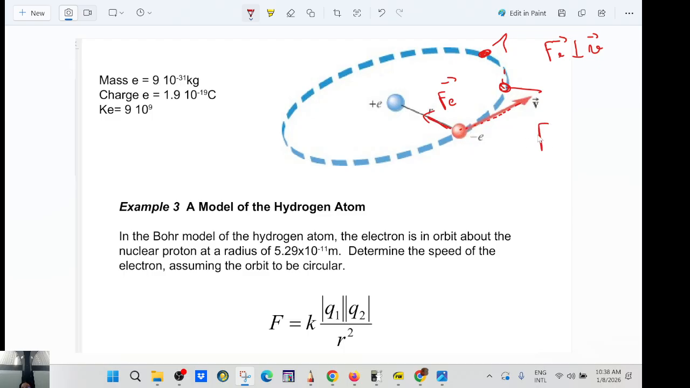Okay, so that means in magnitude, it's going to be mv squared over r. Are you with me from physics 1? This is a circular uniform motion. The centripetal force is only here to change the direction. Okay, so you can do that now. First let's find the force. Let's apply Coulomb's law and find the force, and then we will find the speed.